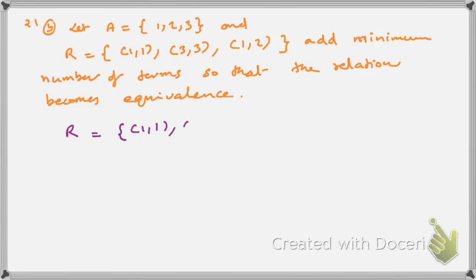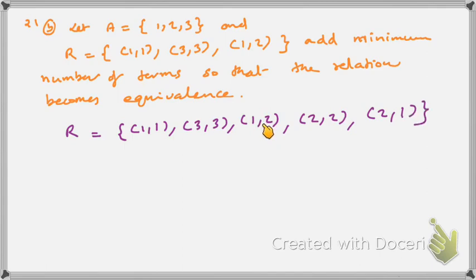So my relation will look like the set (1, 1), (3, 3), (1, 2). Until there, it was given to us, the first three elements. I added (2, 2) so that it became reflexive, and I added (2, 1) so that (1, 2) implies (2, 1). 1 is related to 2 implies 2 is related to 1, so it is symmetric. So this relation is now reflexive and symmetric.